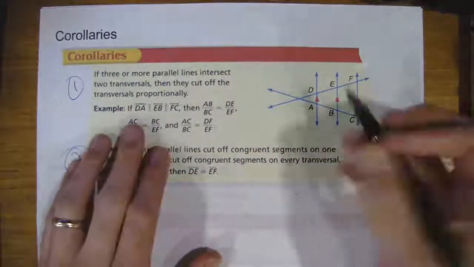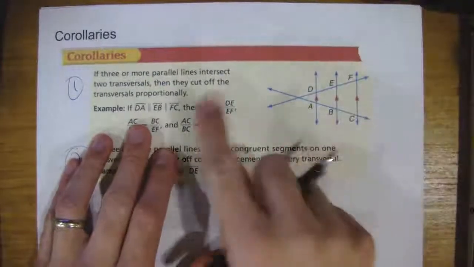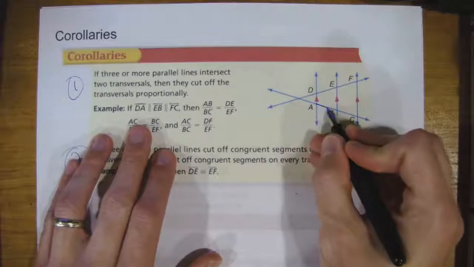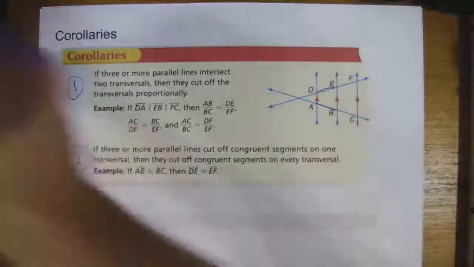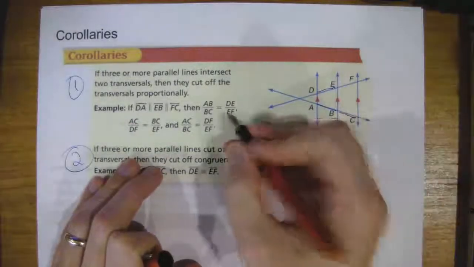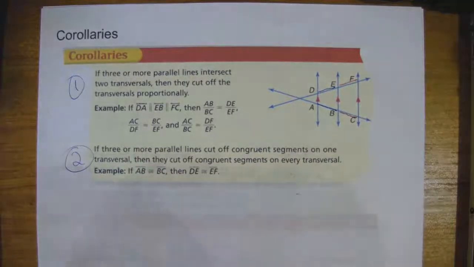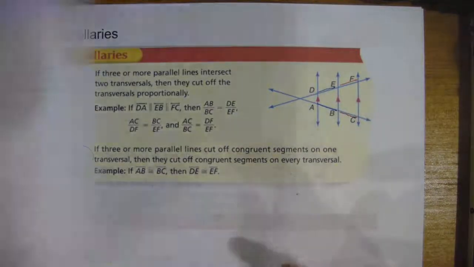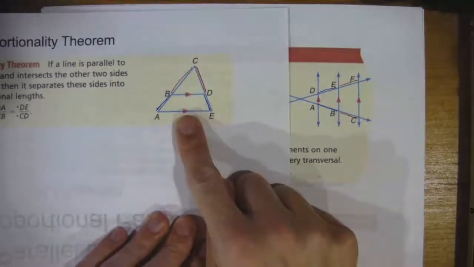In other words, if we've got DA, EB, and FC all parallel, then AB, this segment here, across from DE, this segment here, that forms a proportion with BC, and then, of course, EF. And you may think, wow, that looks really familiar. Well, it should, because it's basically a rewriting of what we've got here.